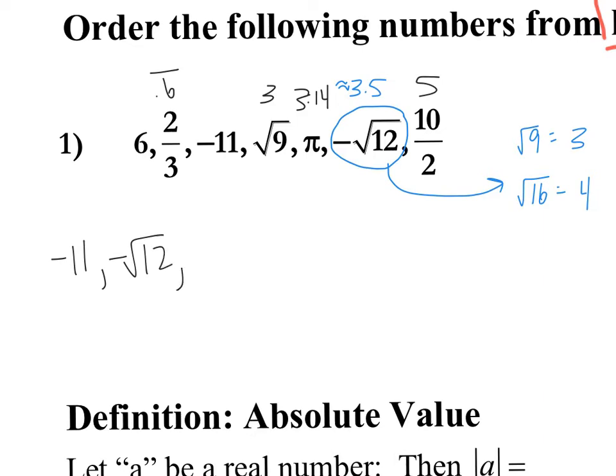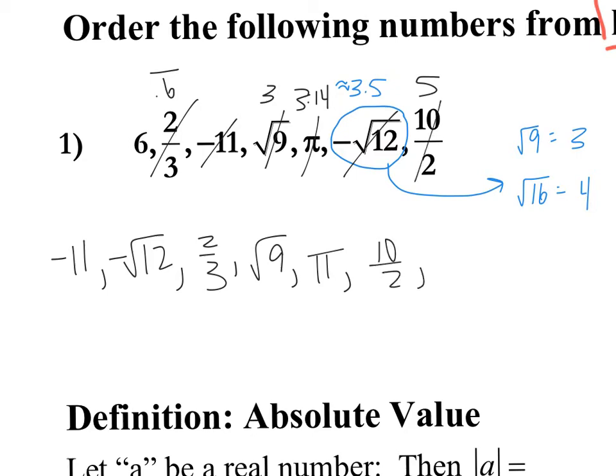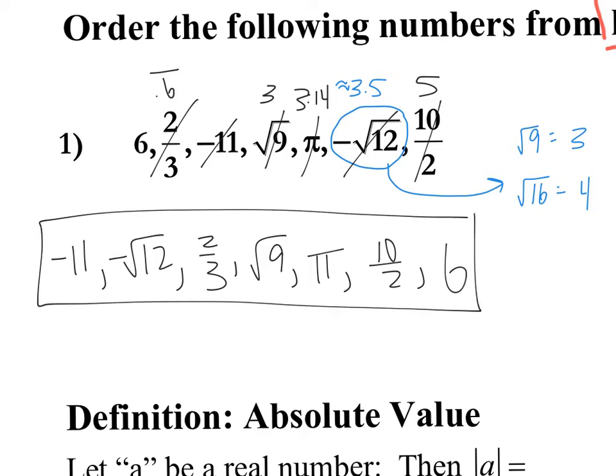Let's see, what is after that one? I have the 2/3, which is 0.6. I'm also going to cross these out as I use them, just so I don't get confused. What would be next? Radical 9, right? Because that's just 3. Use that one, and then pi is right after that. That's 3.14. And then I have 10/2, which is 5. And then 6 is my greatest number. So here we are, from least to greatest. There we go. Let's go to the next one.